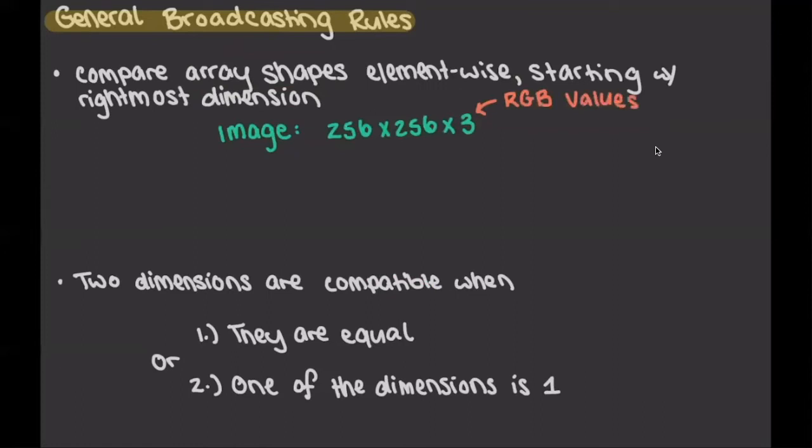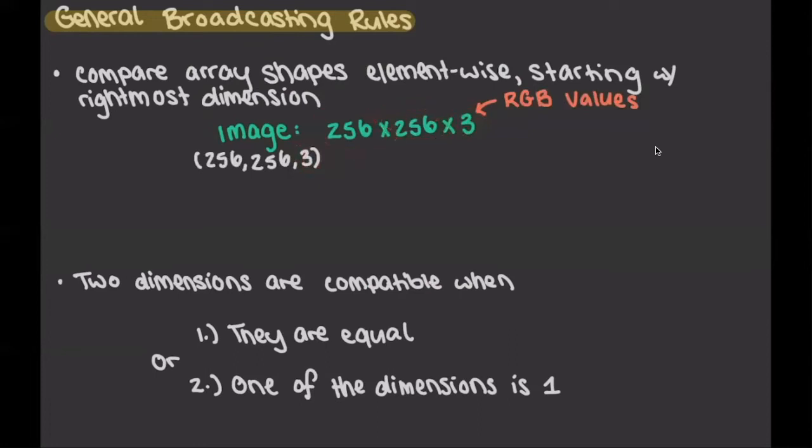So the image, how it might be stored in a NumPy array, might be written as 256, 256, 3. And what we want to do, when we compare this to another array, is start here, looking at the rightmost value. So that's going to be 3. So we're going to go 3, then we're going to look at 256, then we're going to look at 256.